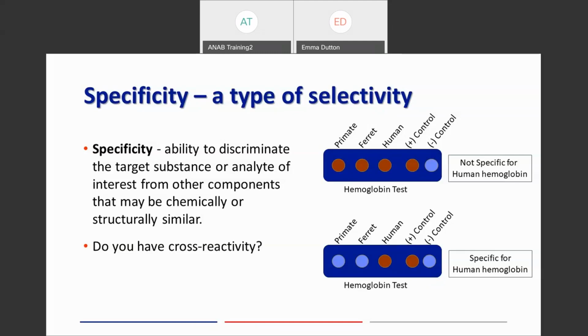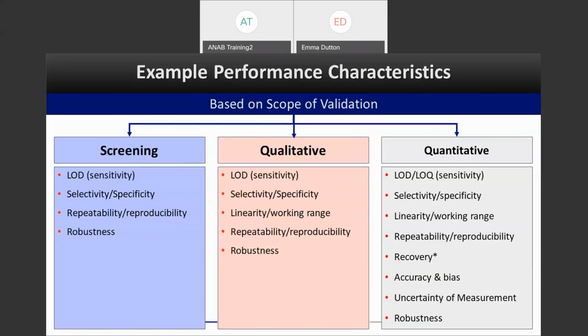And these performance characteristics vary depending on the scope of the validation. You can have a screening method, a qualitative method, or a quantitative method. For the screening or identification method, maybe very few performance characteristics need to be evaluated. But when you get to that quantitative method, there are going to be quite a few more performance characteristics that need to be evaluated. Again, "to the extent necessary" is the language that's used in 17025, and you get to determine to the extent necessary for your specific requirements in your laboratory.